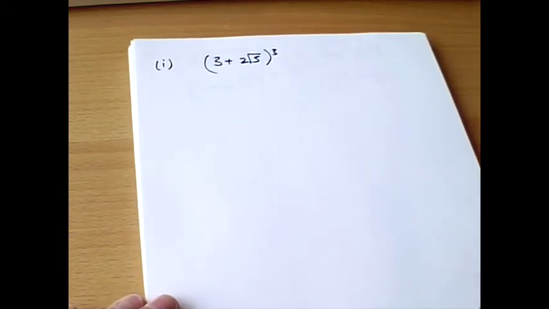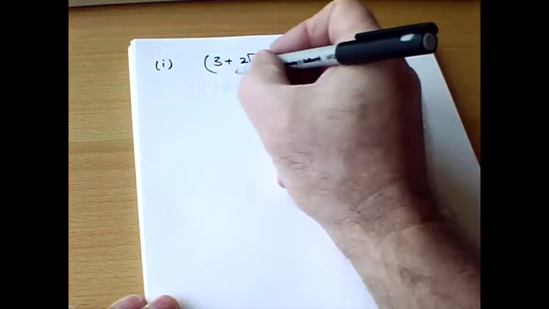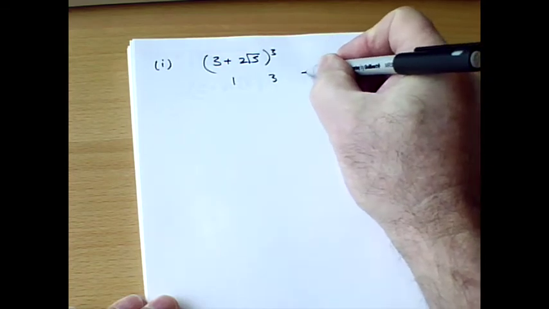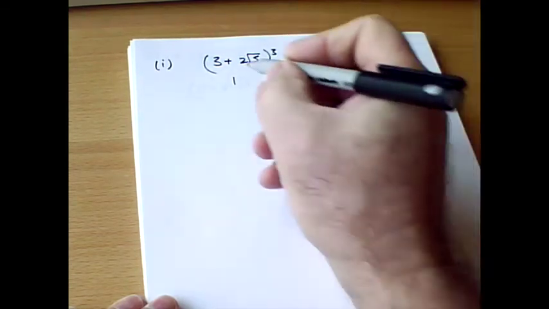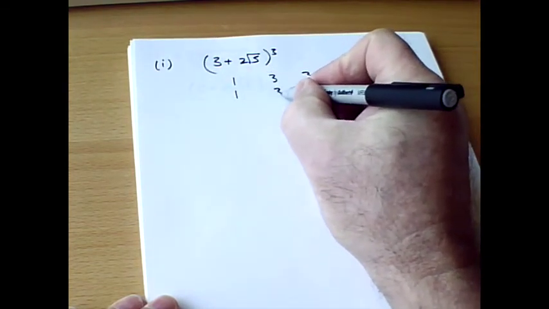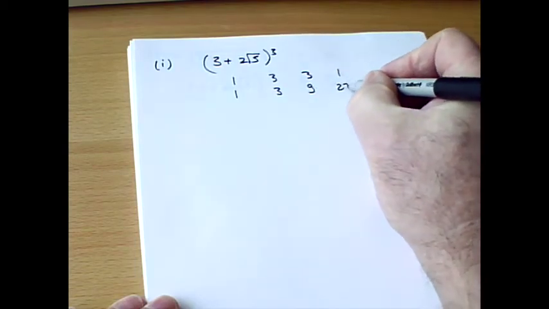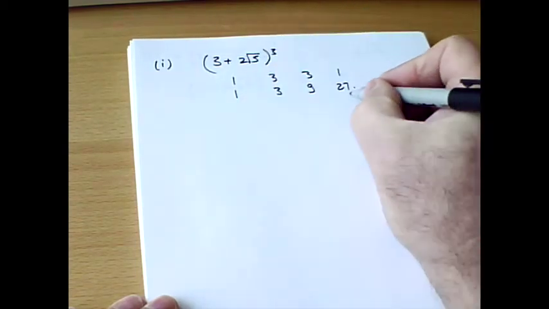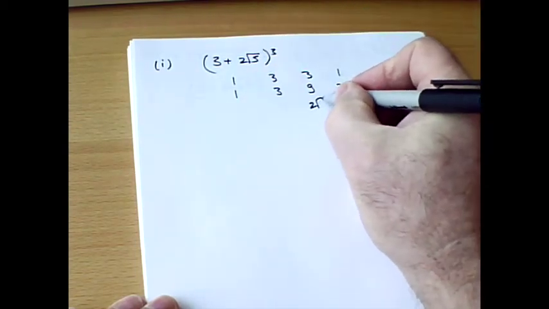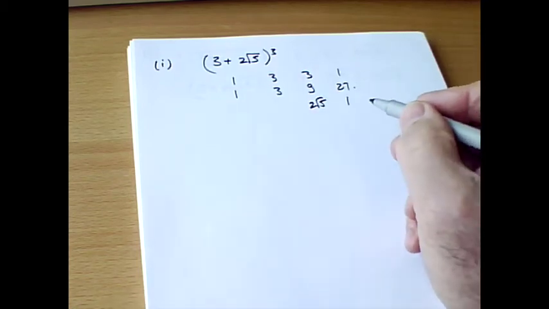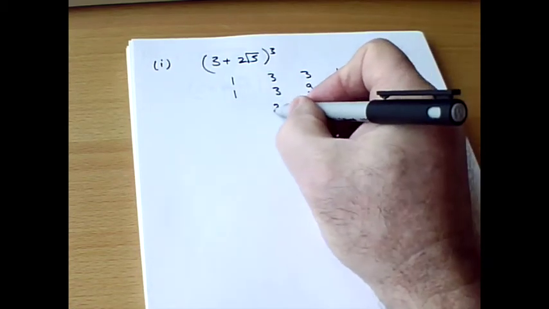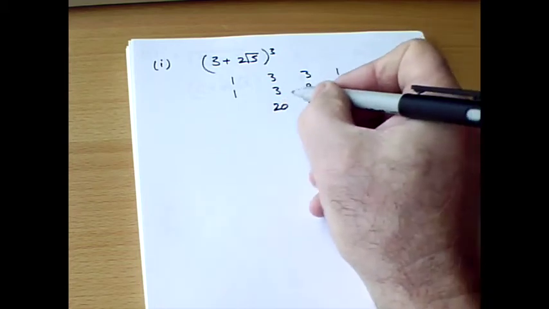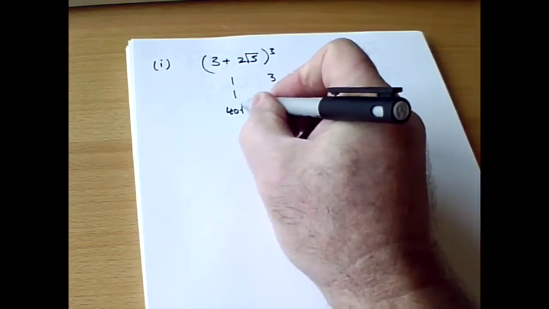This is testing your ability to expand some algebra efficiently. I start by looking at Pascal's triangle at ascending powers of 3 and at descending powers of 2 root 5. Now 2 root 5 squared will be 4 times 5, which is 20. I'll multiply that by 2 root 5, I'll get 40 root 5.